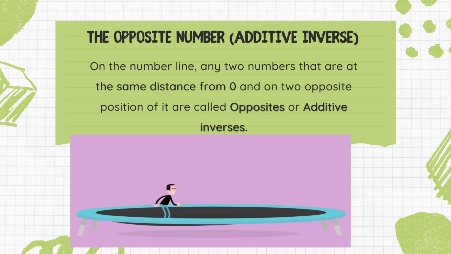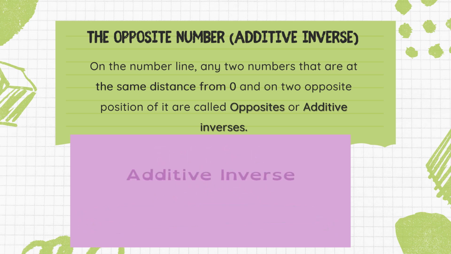You can use it to describe opposites. If you did a front flip on a trampoline and then did an additive inverse backflip, then you'd be right where you started. That's additive inverse, a number that is the same distance from 0 on the number line, but in the opposite direction. When you add them together, you get a big fat 0.